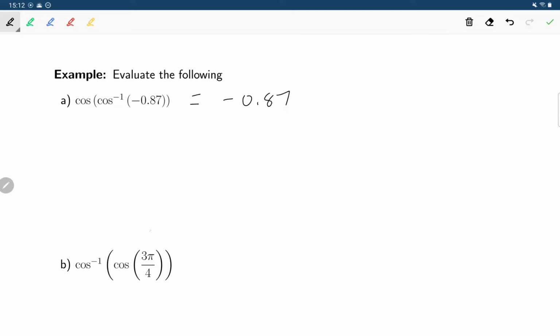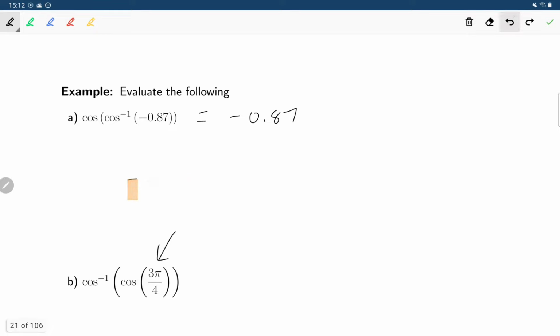And same thing for the second one, 3 pi over 4. That's an angle that's in our restricted domain from 0 to pi. So since this is an angle in that domain, then cosine inverse composed with cosine should undo each other, and I should be left just with 3 pi over 4 as my answer.